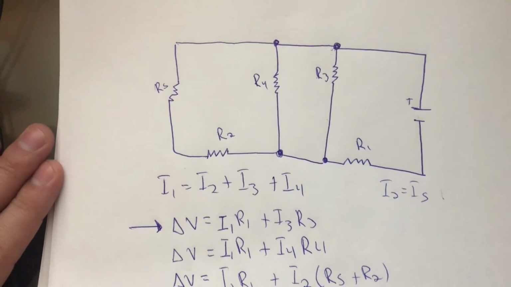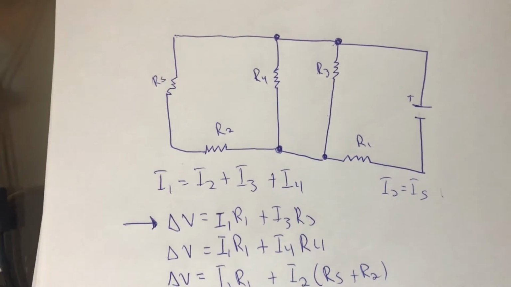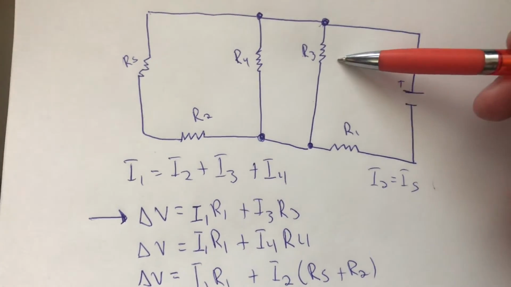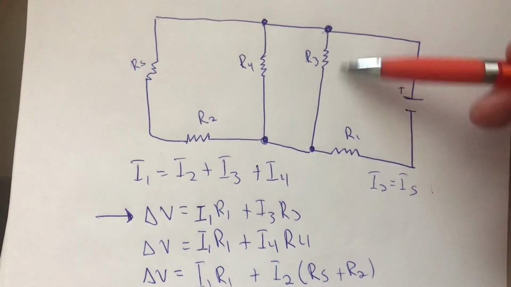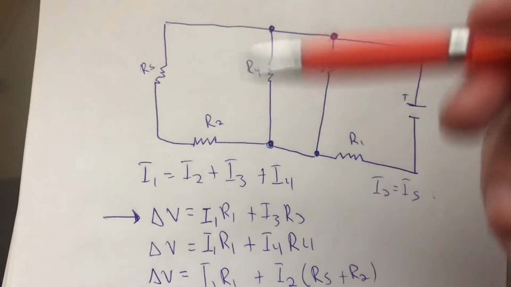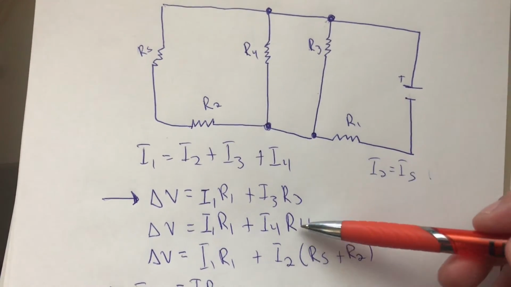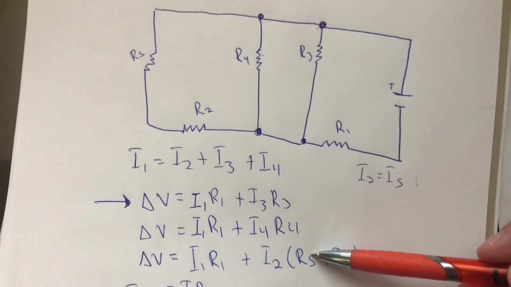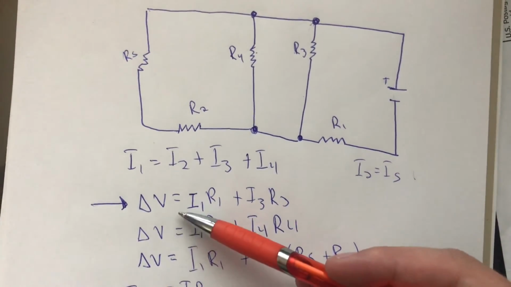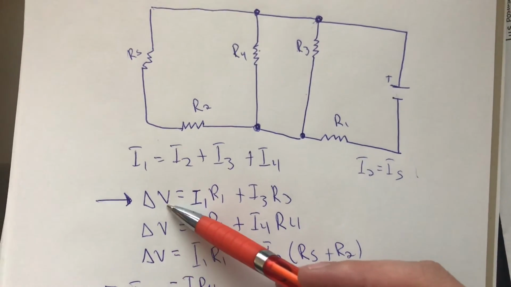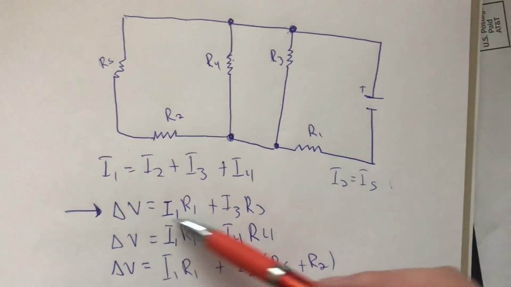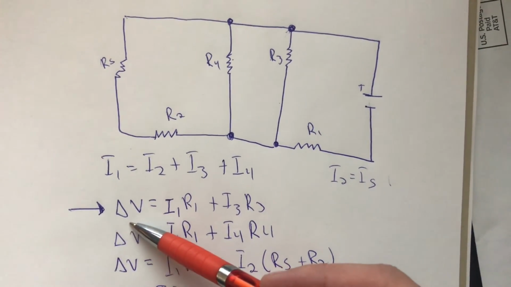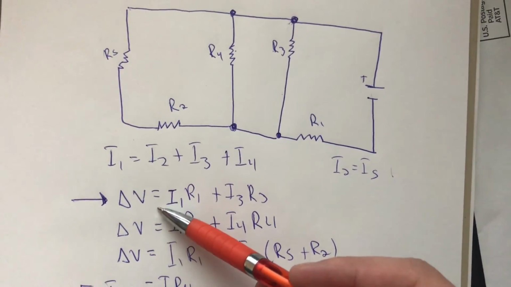You could say delta V is equal to IR1 plus IR3. So just remember from the last part of the video, you could do the same thing with this, with IR4, or you could have this equation right here. I'm just going to go ahead and choose this equation. Of course, I didn't work this one all the way out through. I'm just giving you the guiding equations. I'm going to choose this equation right here.